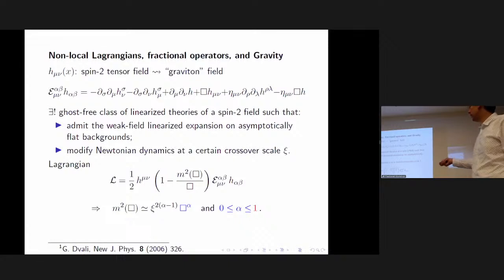The general form of the Lagrangian for this theory is given by this expression here, where m squared is a mass-like term that, to leading order, depends on the alpha power of the D'Alembert operator. Within these approaches, alpha is constrained to be between 0 and 1, and specifically for the Dvali-Gabadadze-Porrati model it is exactly 1/2.